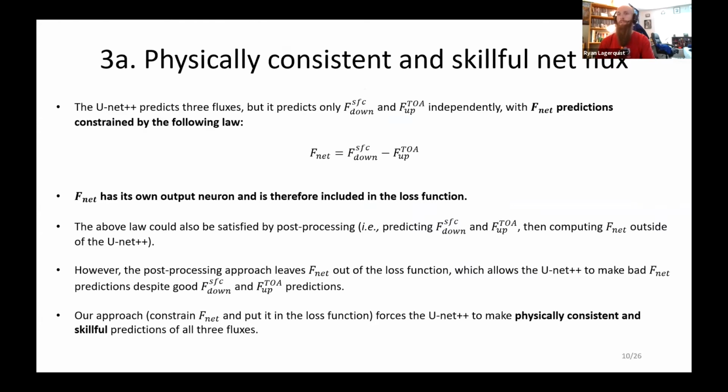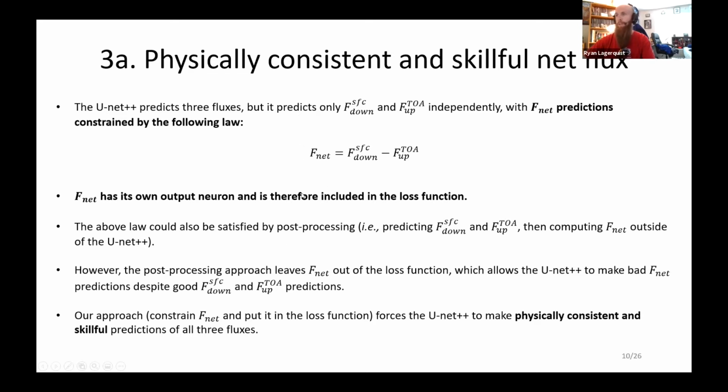So the first thing we do is we introduce this loss function to ensure physically consistent and skillful predictions of net flux, in addition to surface downwelling and top of atmosphere upwelling flux. The 3 flux components are related by this equation here, and we gave fnet, net flux, its own output neuron so that net flux can be included in the loss function.